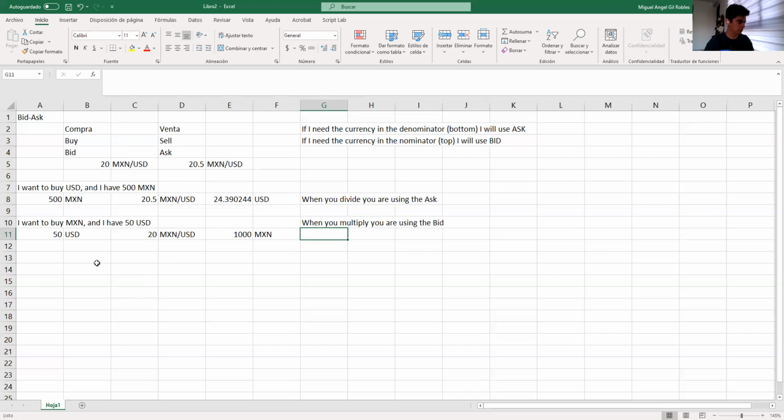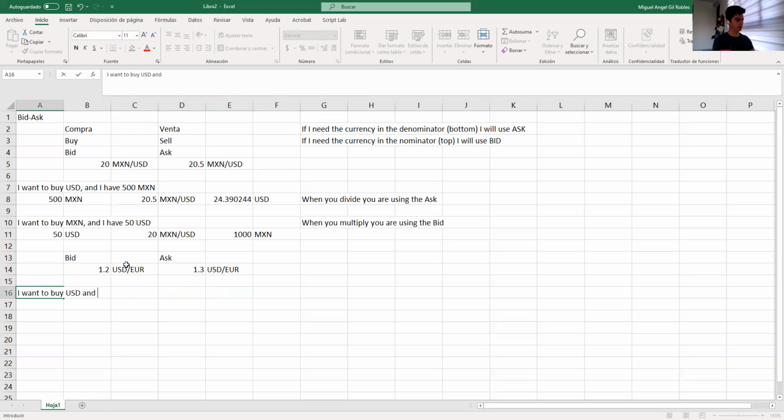Let's do one final exercise with a different rate. Something like maybe $1.2 per euro, and ask 1.3. And my question is, I want to buy dollars and I have 90 euros.